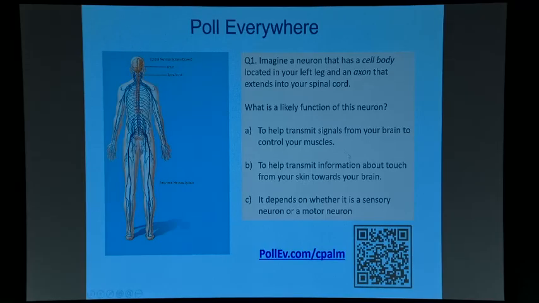C is correct in that the role of a neuron depends on whether it's a sensory or a motor neuron. But in this case, what we've learnt about this neuron, in terms of where its cell body is located and where its axon is extending to, already implies that it can't be a motor neuron, which would be one that's sending information from our brain to our muscles.